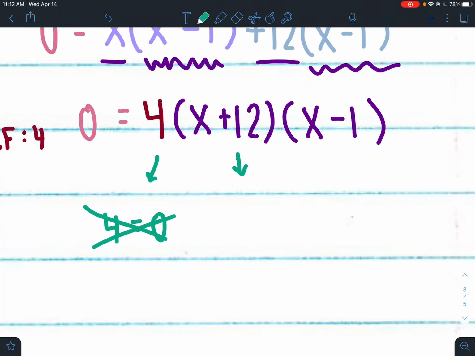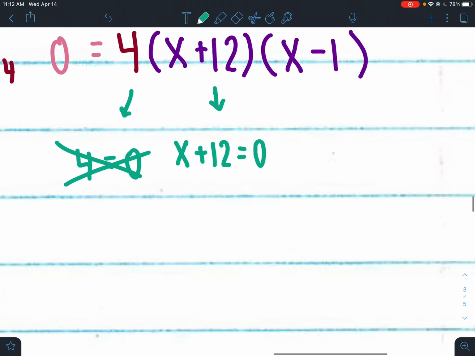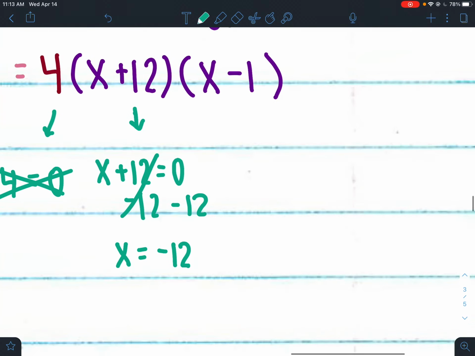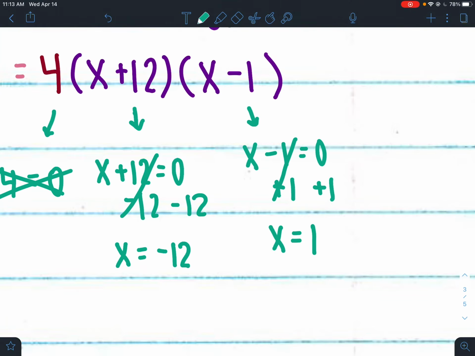The next factor we have here is x plus 12. We set that equal to 0. To get x by itself here, we would subtract 12 on both sides, and we have x equals negative 12. Our last factor is x minus 1 equals 0. And then we would add 1 to both sides. So this is x equals positive 1.